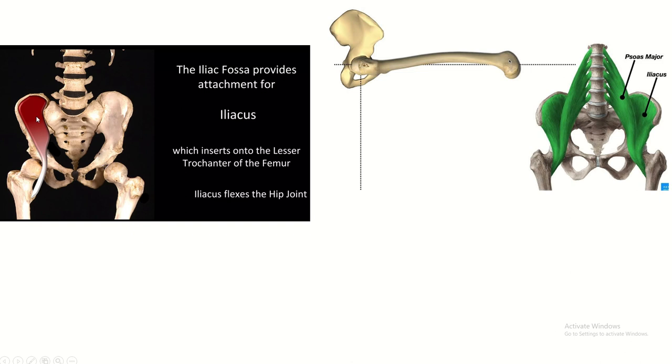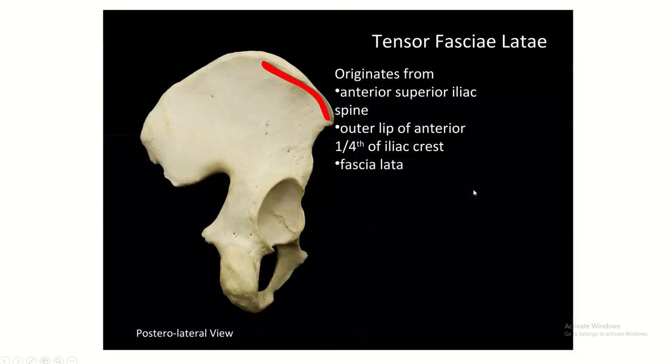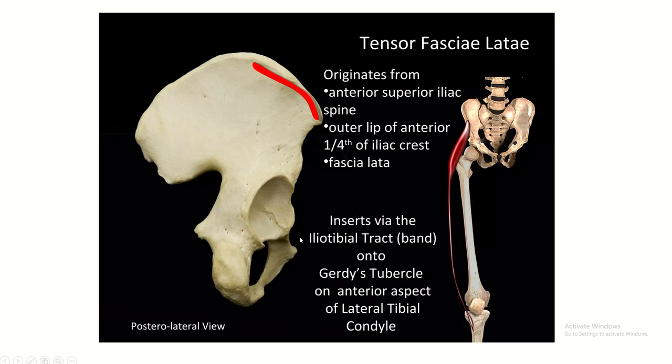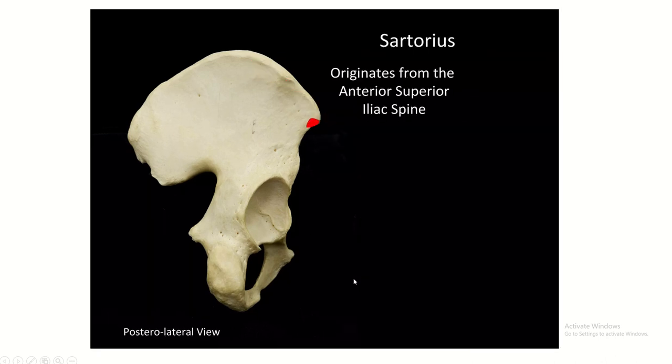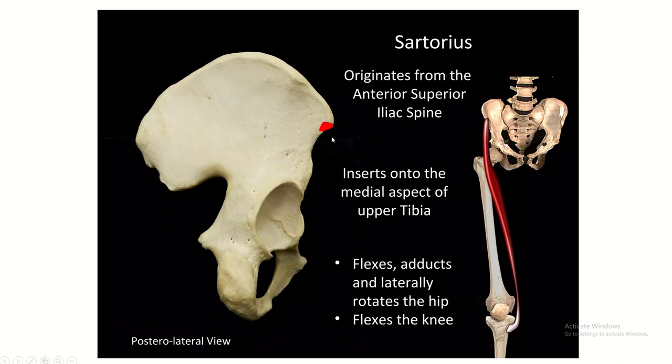Muscle attachment: the iliacus muscle is inserted into the lesser trochanter of the femur and causes flexion of the hip joint. Tensor fasciae latae is inserted into the iliotibial tract, which is inserted into the anterior aspect of the lateral tibial condyle. The anterior superior iliac spine gives attachment to one ligament and one muscle, sartorius, and the lateral end of the inguinal ligament. Sartorius is inserted into the medial aspect of the upper tibia, and it causes flexion of the hip joint and flexion of the knee joint.